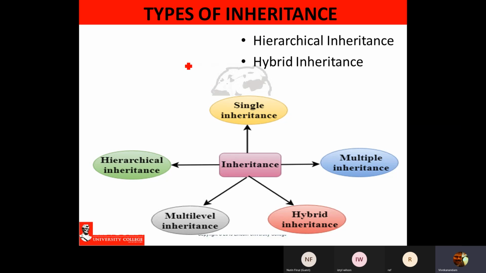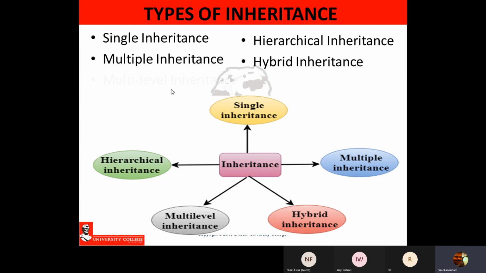So the types of inheritance: there are five types of inheritance: single inheritance, multiple inheritance, multi-level inheritance, hierarchical inheritance, and hybrid inheritance.